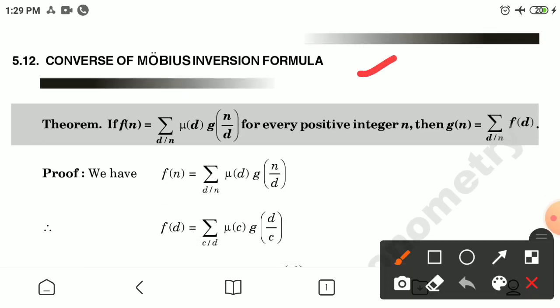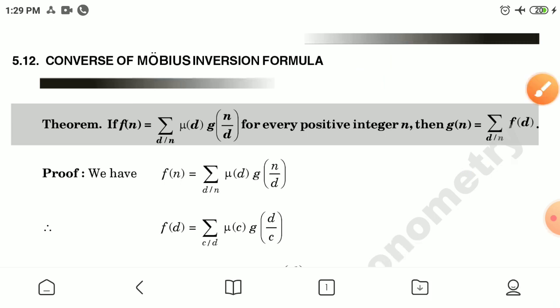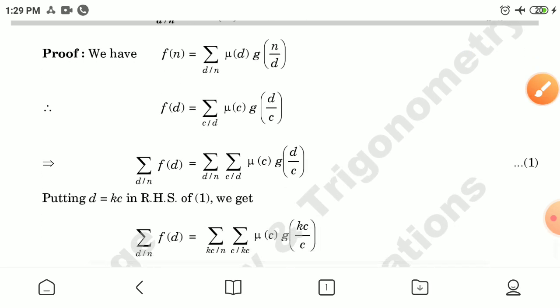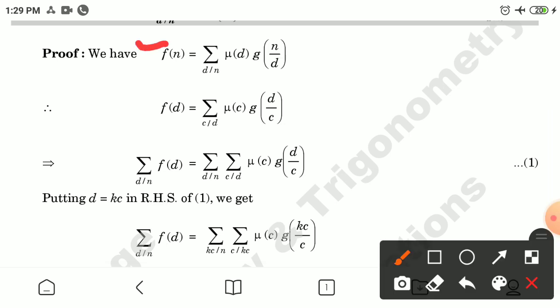Now the next formula is the converse of the Mobius inversion formula. The statement is: if f(n) is equal to summation of mu(d) g(n/d) when d divides n, for every positive integer n, then g(n) will be equal to summation of f(d) when d divides n. Now the proof is: we have f(n) is equal to summation of mu(d) g(n/d), d divides n.